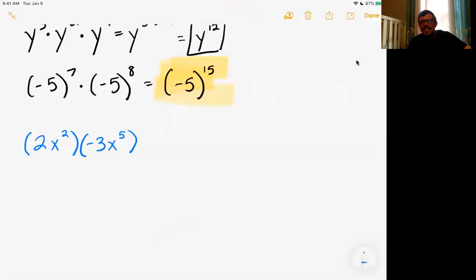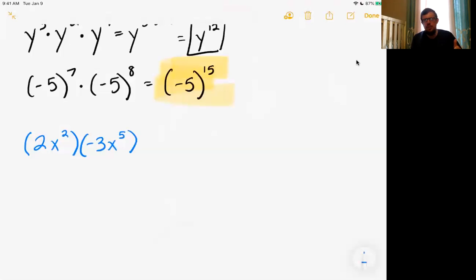So if I did not have the variables in here at all, this would just be 2 times -3, which is not a big deal. And if I didn't have the numbers in there at all, if I just had x squared times x to the 5th, that wouldn't be a big deal either. We just talked about how to do those. So when you solve a problem that has both numbers and variables in it, that's how you do it. First, you multiply the numbers together, then you multiply the variables together. Since it's multiplication, the order does not matter.